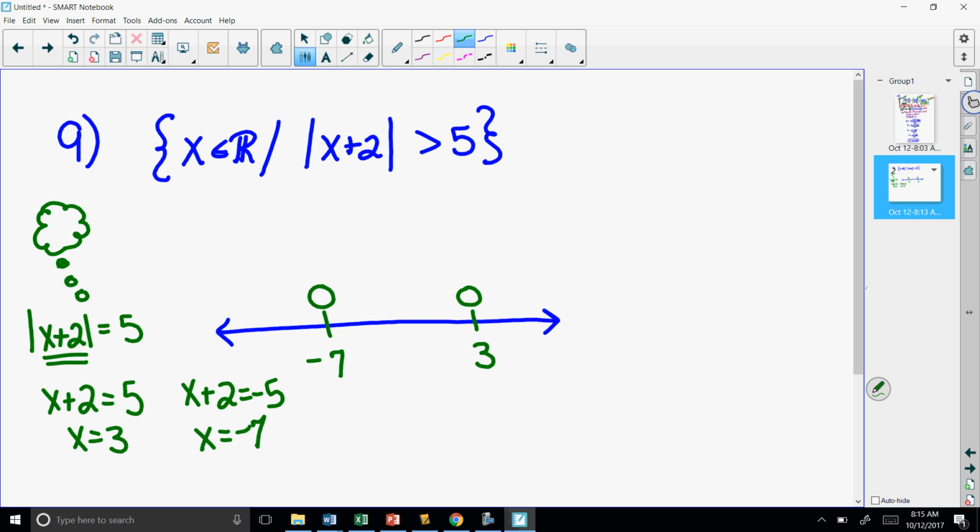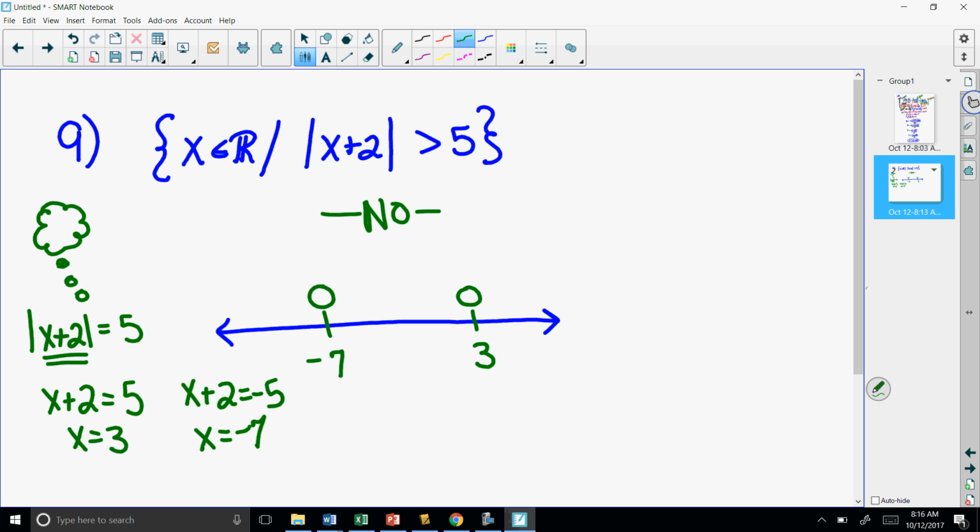Now you have 3 intervals. One interval is from negative infinity to negative 7. The other one's from negative 7 to 3. All of these exclusive because it's not including it. And the last one is 3 to infinity. Pick values within the interval. I always like to start here because I can find 0. If you put 0 into the problem, you get the absolute value of 2, which is 2. Is 2 greater than 5? No, so it does not work in this interval range right here.